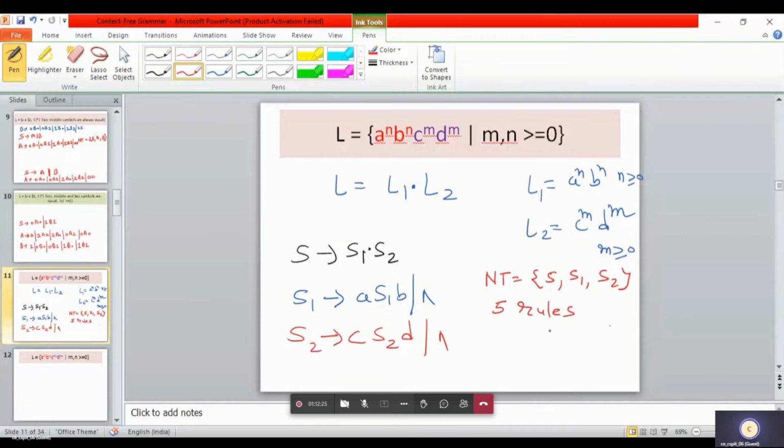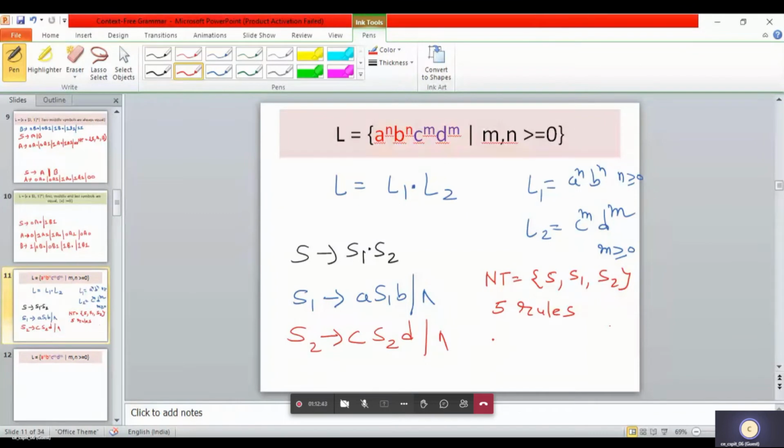The first rule is S gives S1 S2. The second rule is S1 gives AS1. Third rule is S1 gives null. Fourth rule is S2 gives CS2D. And fifth rule is S2 gives null.